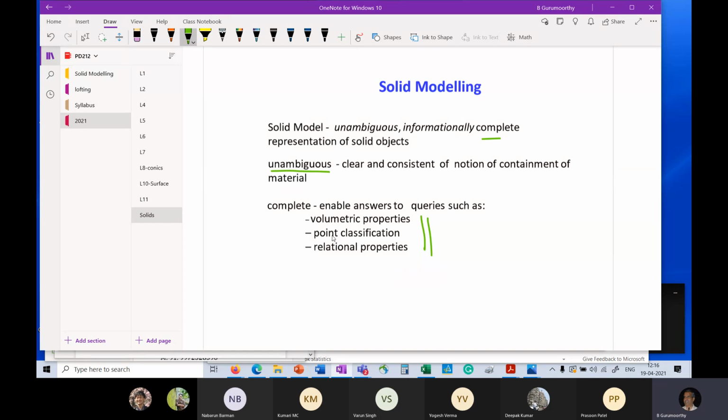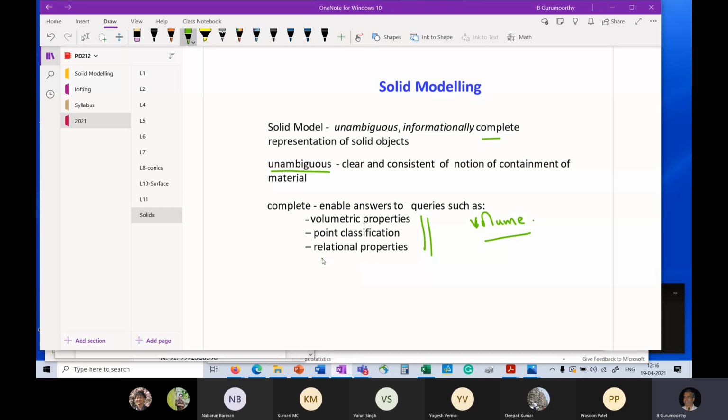Right now I have listed three here, and they probably cover all the questions that you might want to ask. One is properties. Volume is a very simple example of a property. Moment of inertia is another one that is tied to this. The second is, of course, point classification. This is a question that we have been familiar with right from the beginning: given a representation of the object, you must be able to answer whether a point lies inside it or not. So that's the completeness that you want.